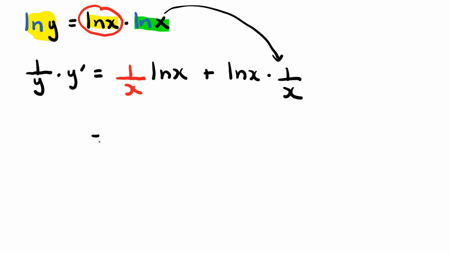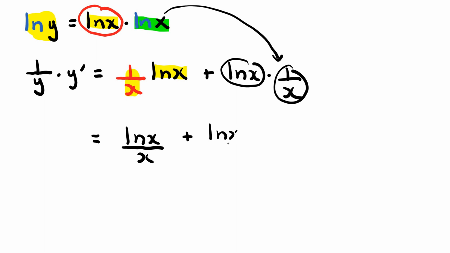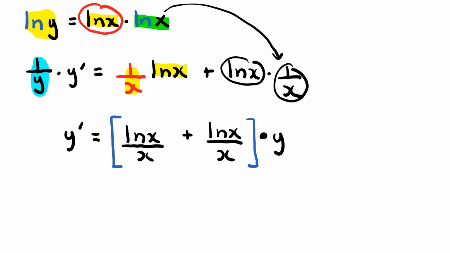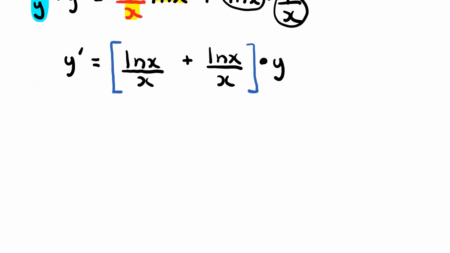And then what you want to do next is, on the right-hand side, do your best to clean this up. So if you have ln x times 1 over x, that's simply going to be ln x divided by x, plus, and then you have another ln x times 1 over x, which is ln x over x again, basically the same thing. And then you have a y prime over here. Next, we notice that there's a 1 over y, right? So how do you get rid of that 1 over y? Well, you want to move it to the right-hand side by multiplying everything on the right-hand side by that y. There you go. So now you have y prime equals ln x over x plus ln x over x, times y.